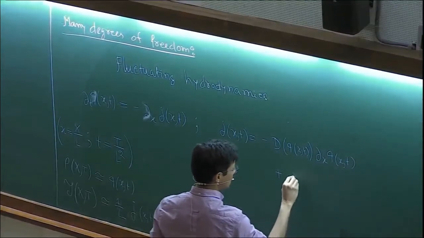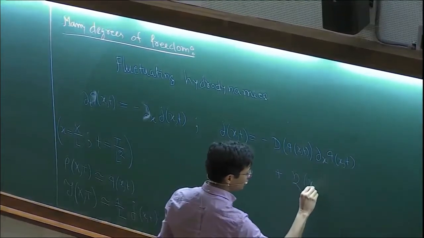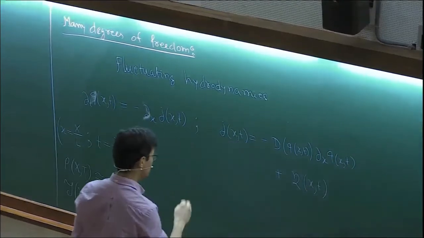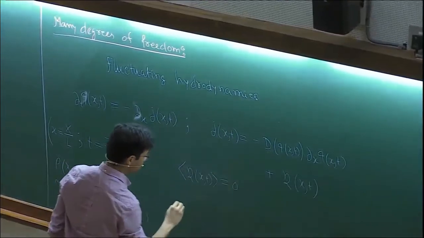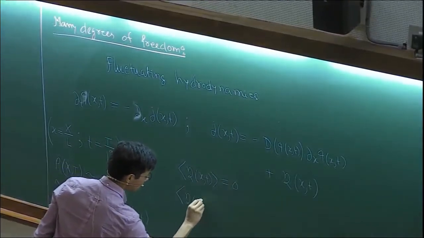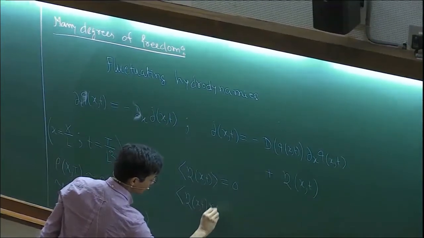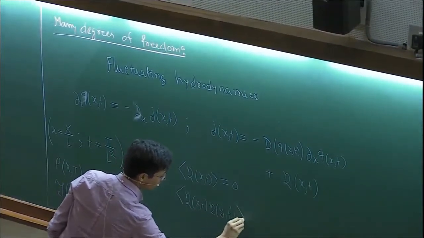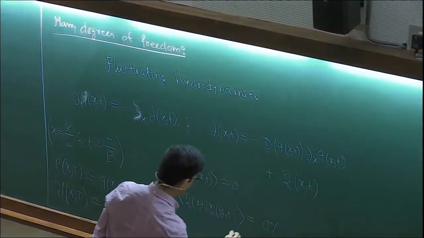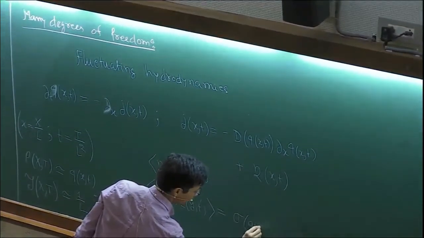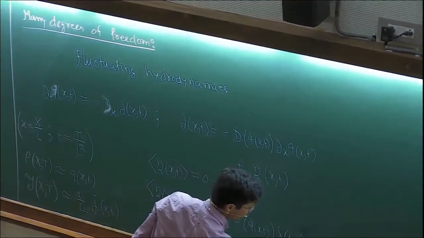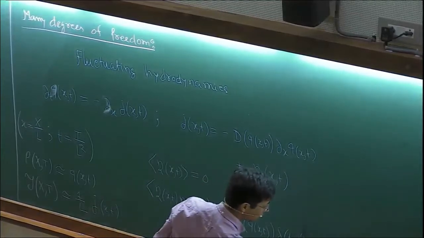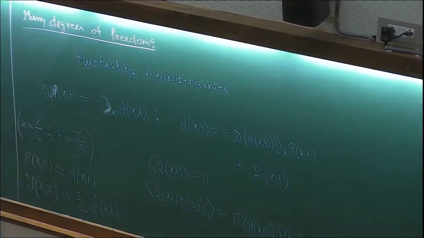Plus, there is a fluctuating part which is modeled by a stochastic noise, whose mean is zero, and covariance is given by sigma q of x,t delta t minus t prime delta x minus y. So these are all in one dimension, but one could easily generalize these things for higher dimensional systems.